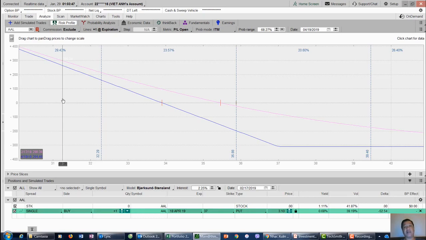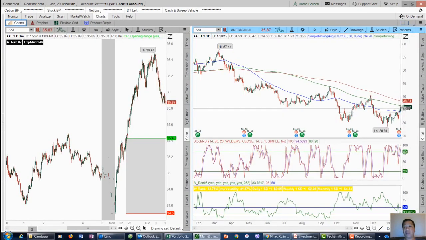And another reason to close: if the setup here is no longer valid, meaning if the stock price breaks through the ceiling and goes up as an uptrend, then the whole bearish setup is no longer valid.